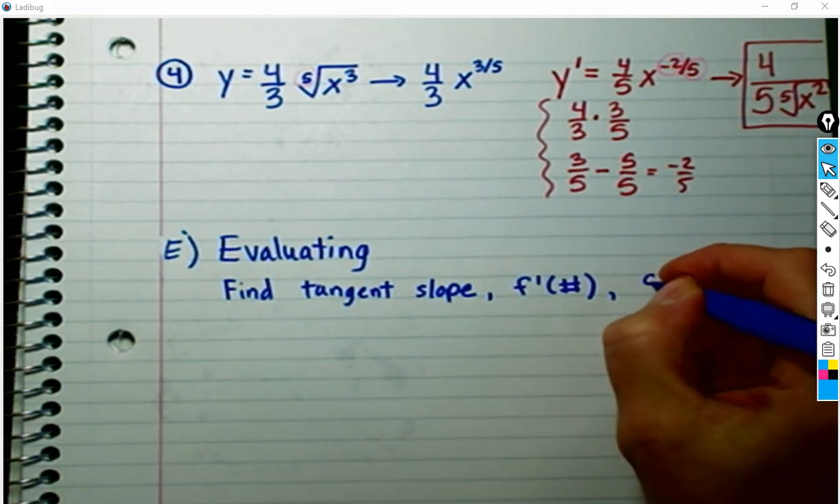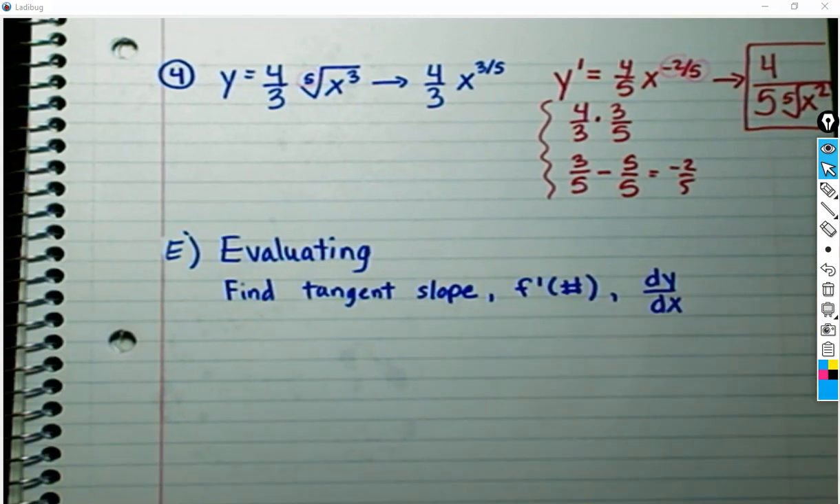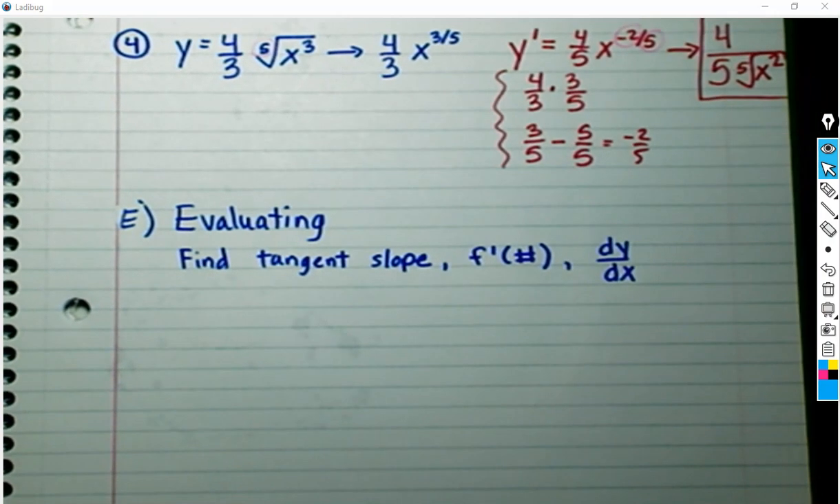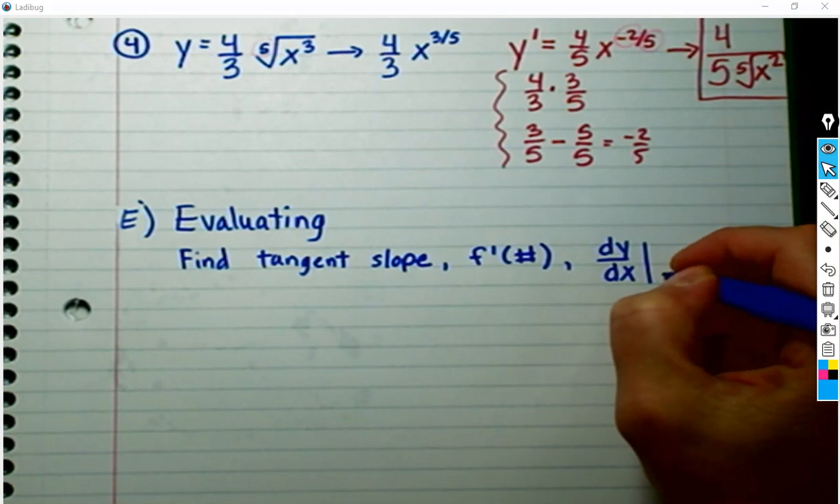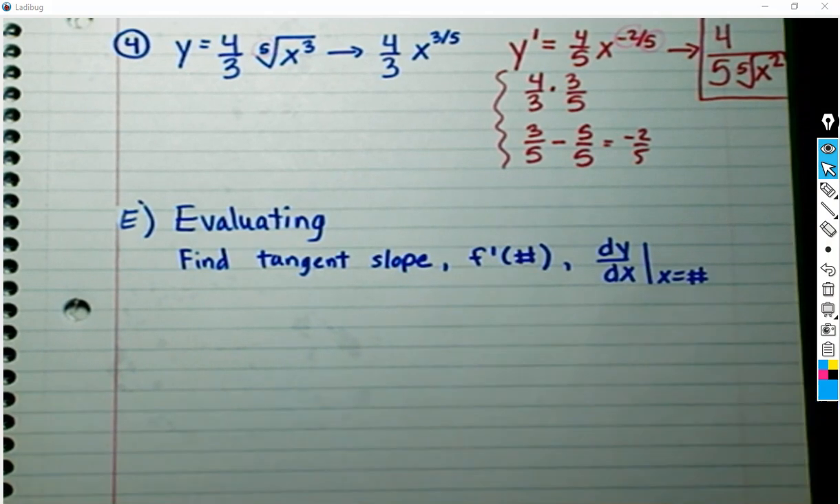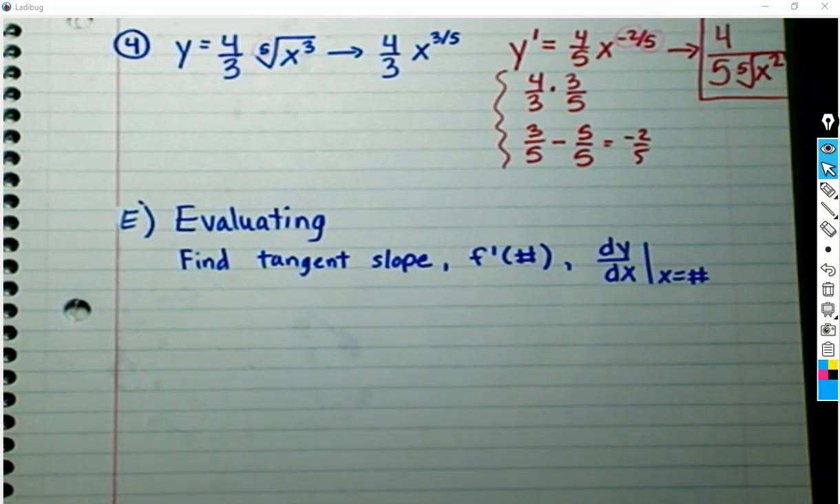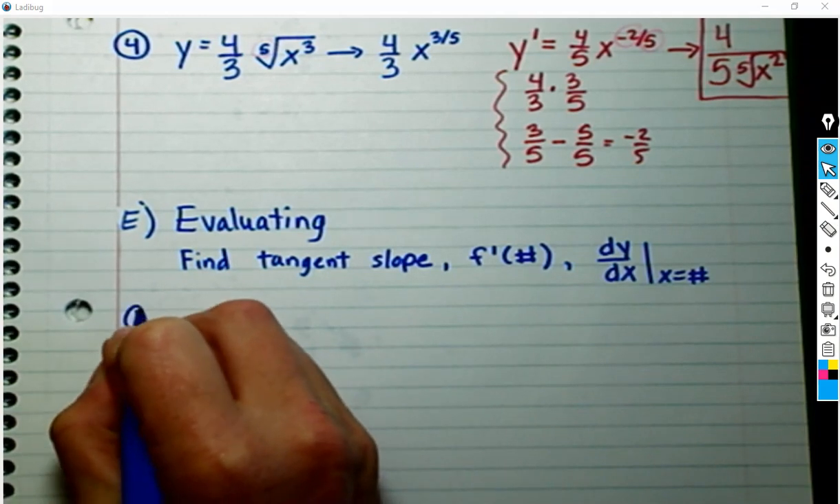It could look like this, dy dx, okay? dy dx is the derivative in the other format, okay? Bar x equals number. All of these things are referencing the specific number you're supposed to plug in, okay? So remember, tangent slope is like the words way of asking you to plug into the derivative. So we're going to look at evaluating today, okay? So here is our first example, okay?